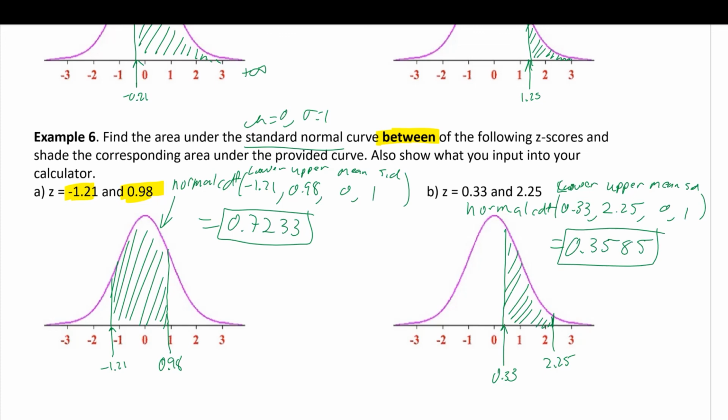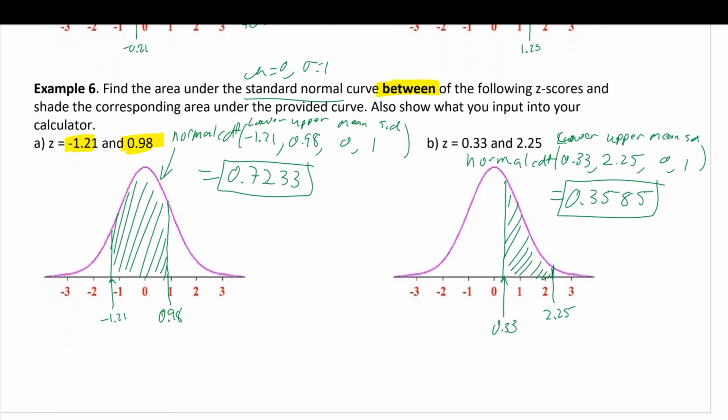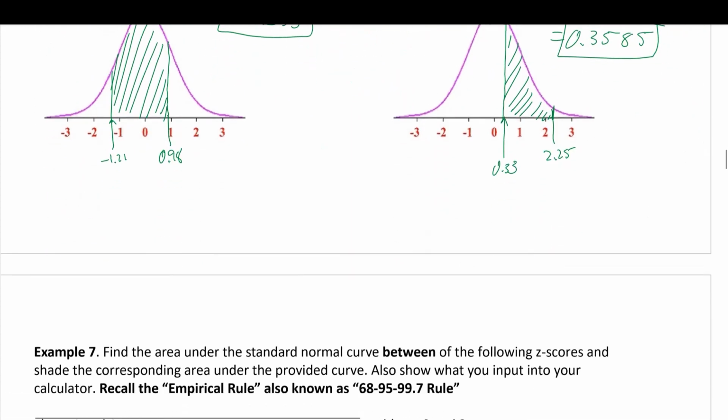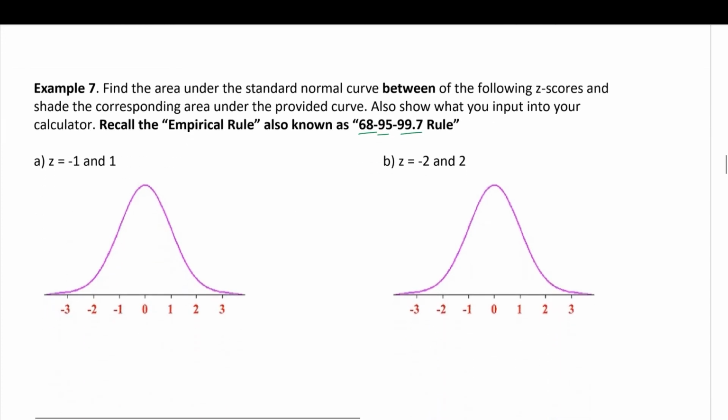Okay, so one last example. And I did promise you something earlier about that empirical rule. What the empirical rule says is that 68% of your data lies within 1 standard deviation from the mean, 95% of your data lies within 2 standard deviations of your mean, and 99.7% of your data lies within 3 standard deviations from your mean. Okay, so let's see if that's true. Let's find the area between, in this case, -1 and 1. Here's -1 and 1.